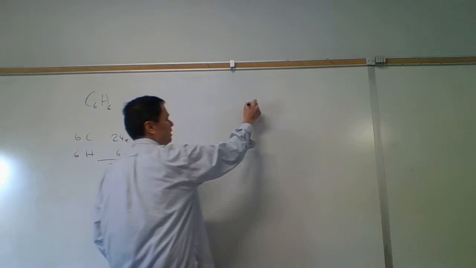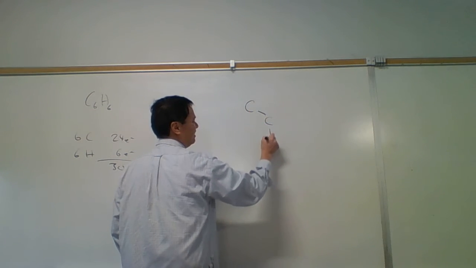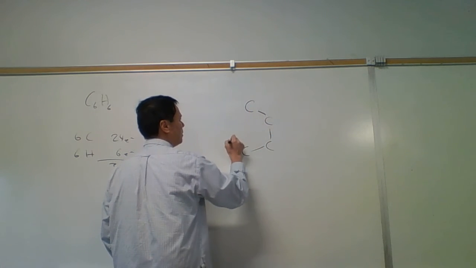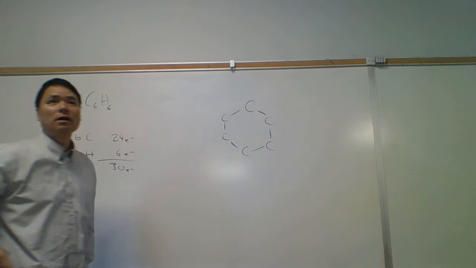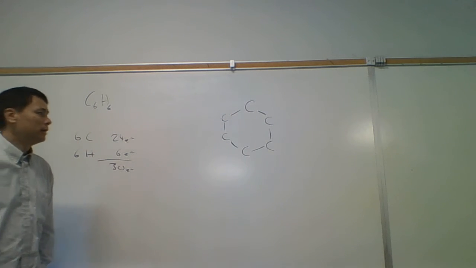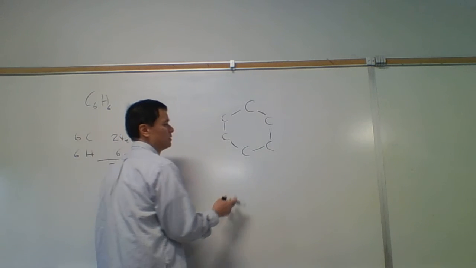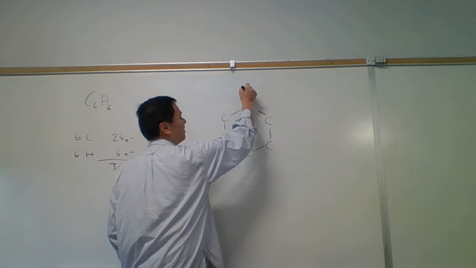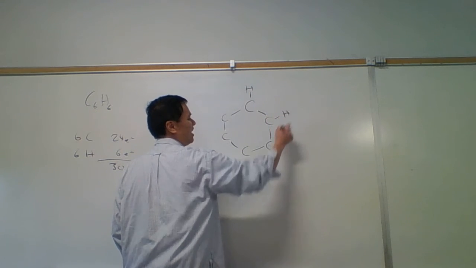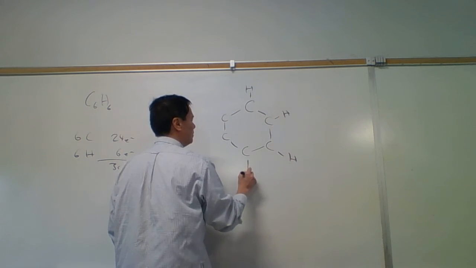Now, the way we're going to link the carbons is so it forms a 6-sided polygon like this. So that's the way it would look. And then what do we do with the hydrogens? Where would we put the hydrogens? Well, the only place they can go is on the carbon, so we'll just put 1 hydrogen on each carbon, like this.